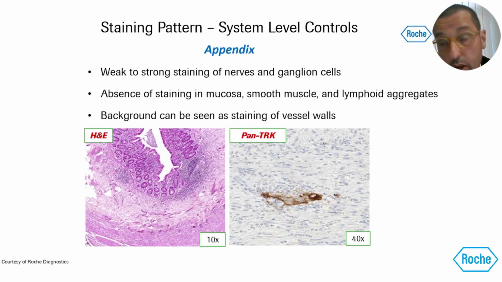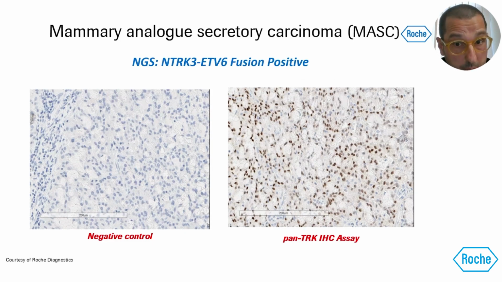If you don't have proper cerebellum sections, you can use the appendix, which is a widely used tissue in surgical pathology, and NTRK protein is typically present in nerves and ganglion cells in the appendiceal wall. On the other hand, mucosa, smooth muscle, and lymphoid aggregates within the appendix wall are devoid of NTRK positivity. So either of them can be used for the positive control, and they are essential for the proper interpretation of NTRK Ventana immunohistochemistry. Here are a few examples of NTRK positivity in tumors.